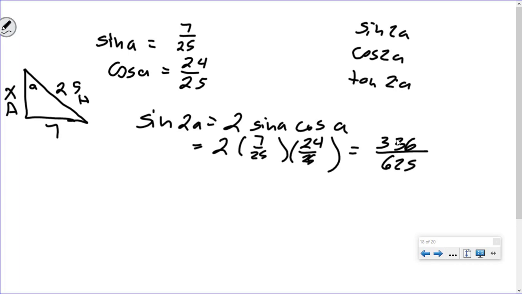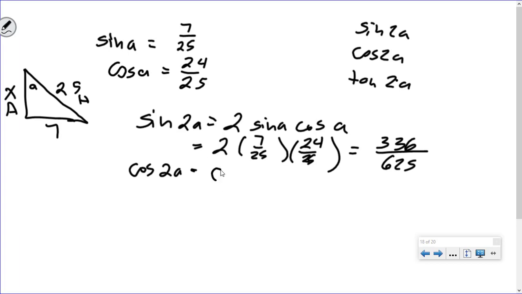Can't be simplified, and you can see kind of from this that it can't be simplified, right? This is 5 times 5, this is 5 times 5, there's no 5's in the top, so there's nothing you can do to simplify this thing. This is as simplified as it's going to get. Same thing with the cosine. So if we do the cosine of 2A, we just have to pick one of our three identities, right? They should all give us the same answer.